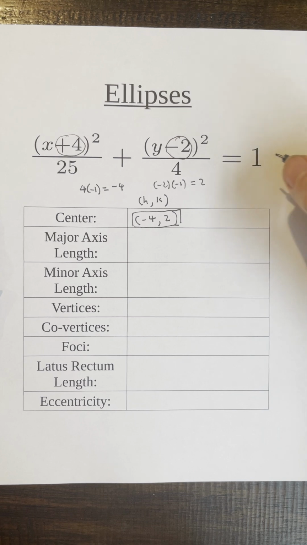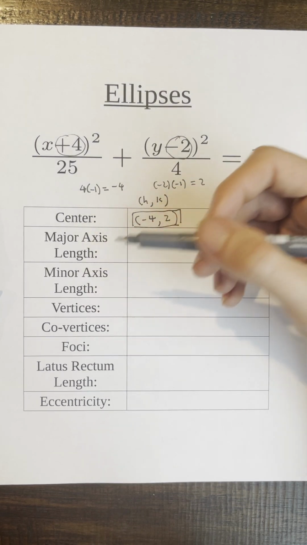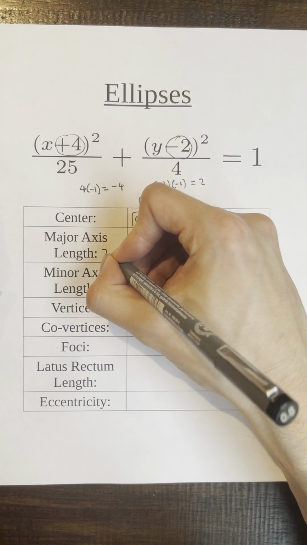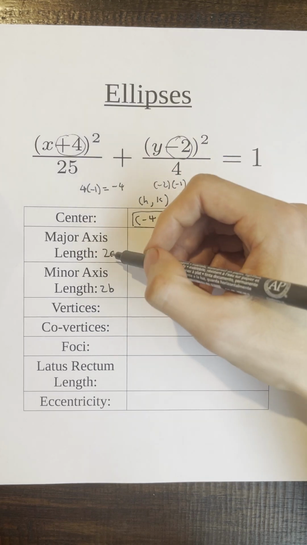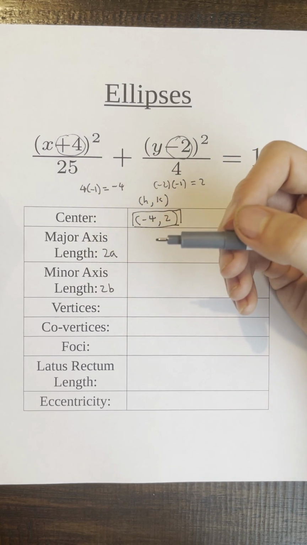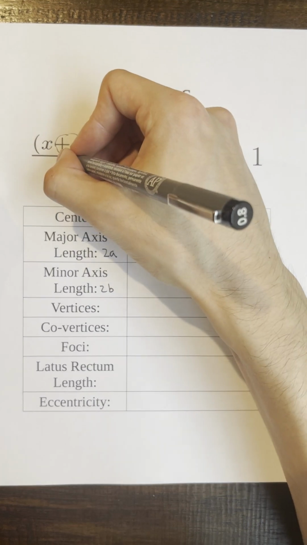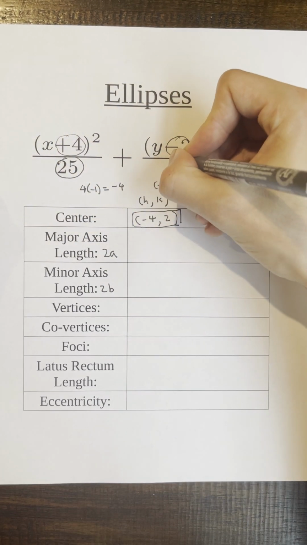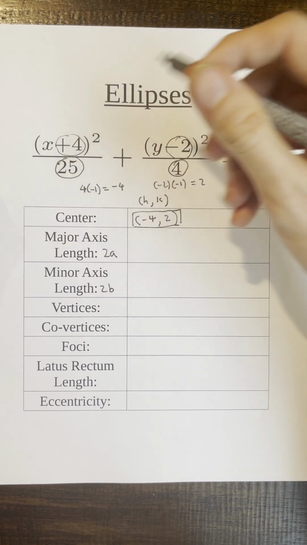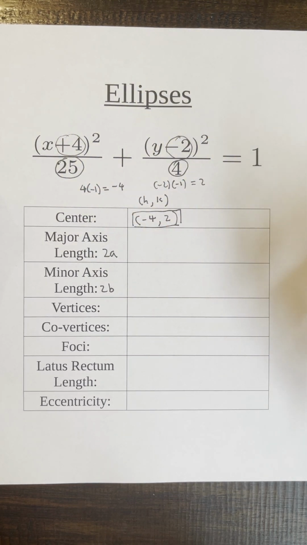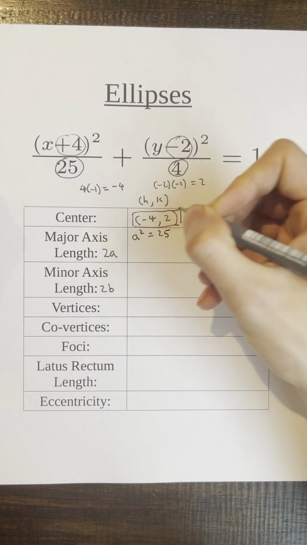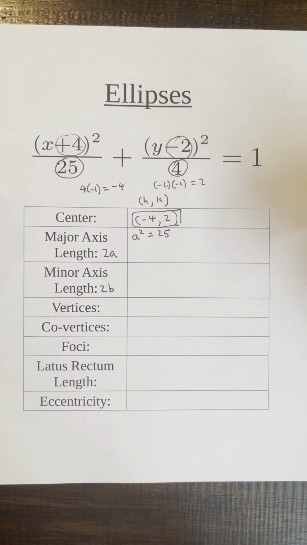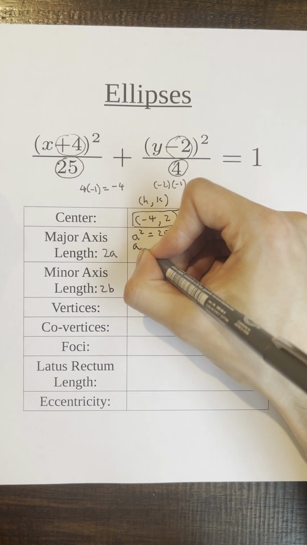Okay. How do we find the major and minor axis lengths? So you need to find 2a and 2b. So how do we find a? Well, a squared is the larger of these two numbers. So which of these two numbers is larger? It's this one. So a squared is the larger of those two numbers. So 25. Okay. So that means a is how much?